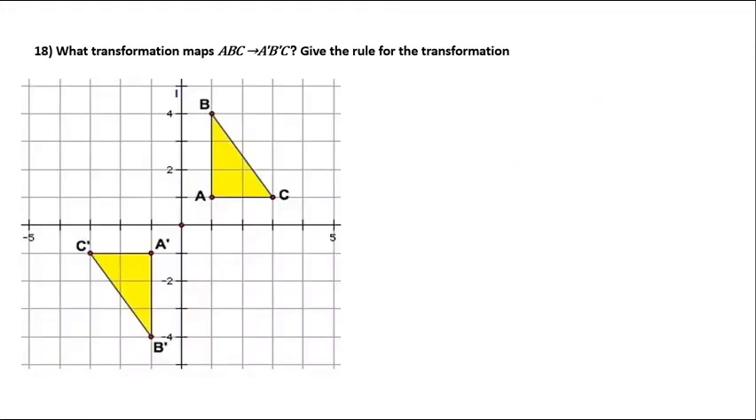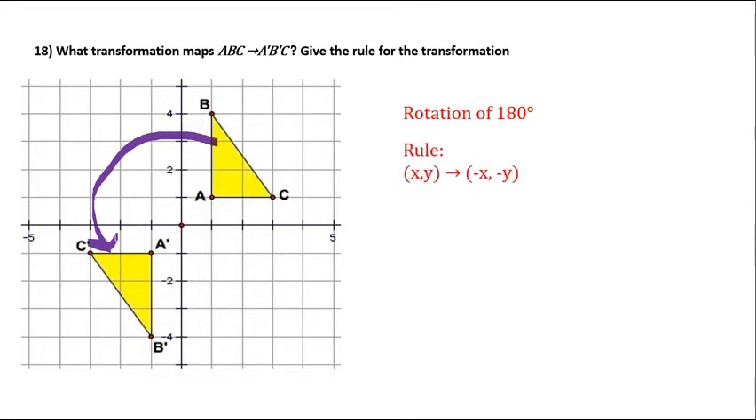Okay, 18 says, what transformation maps ABC to A prime, B prime, C prime? So here, this looks like it's a rotation. So we start here and we go over 1, 2 quadrants. So that means it's going to be a rotation of 180 degrees. And the rule for this one is (x, y) to (negative x, negative y).